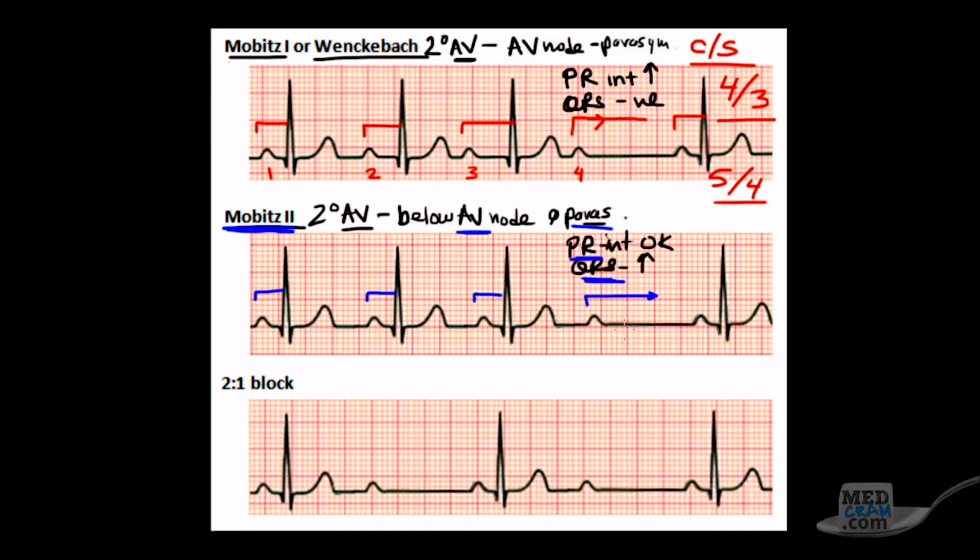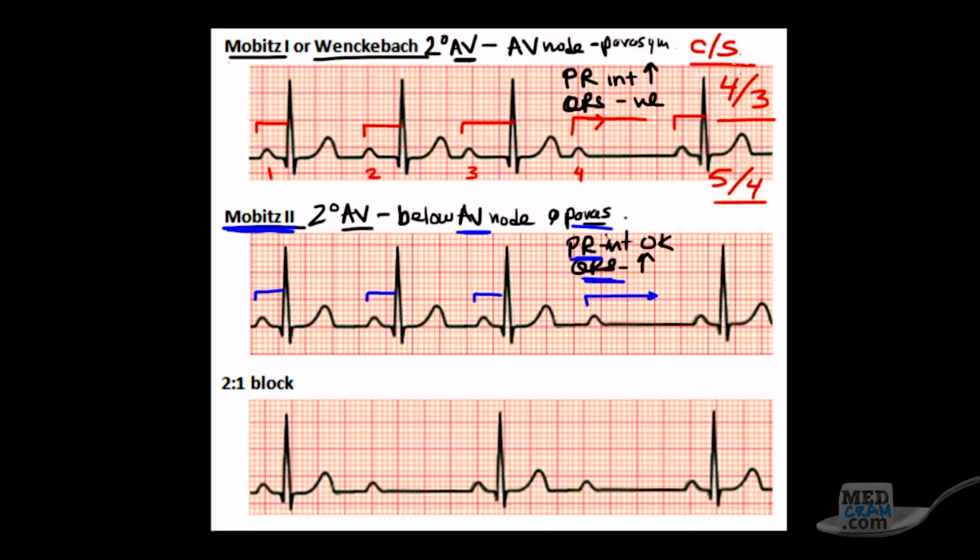So this is far more serious because this means that the block is further down below the AV node. There's no escape mechanism from the AV node. You'd have to have an escape mechanism from further down in the bundle branch specifically. And in this way, we still get a missed beat. It's still a second-degree AV block, but it's below the AV node.